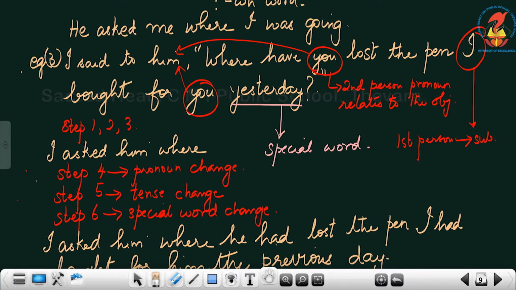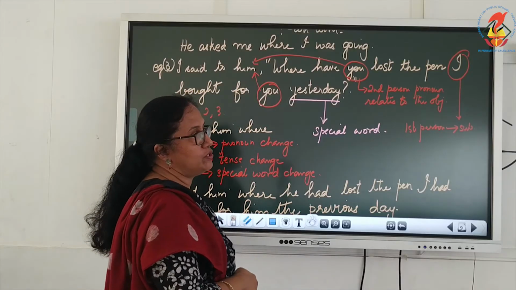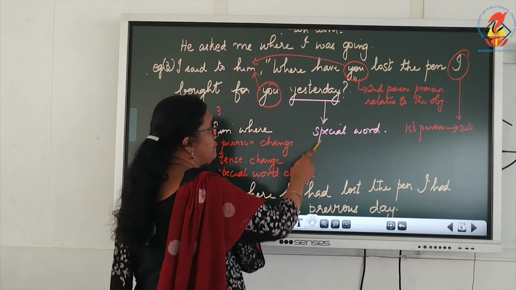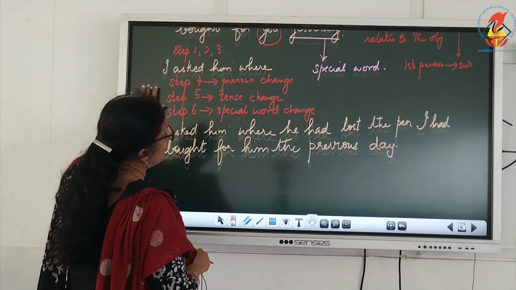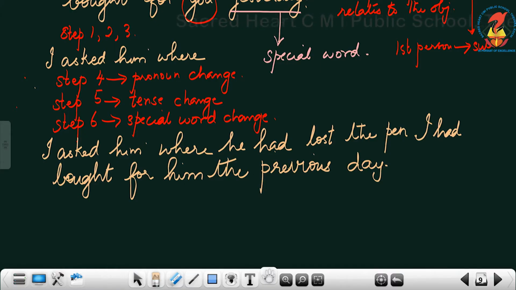Now step number 5, make the tense changes. Where have you? Have, present tense. So here that automatically becomes the past tense. Then special words change. Is there a special word? Yes. The word yesterday is a special word. So when you change it into your indirect, you are not going to use the word yesterday there. It is a special word. Likewise, you will have to change it into the indirect corresponding word. So I asked him where he had lost the pen.